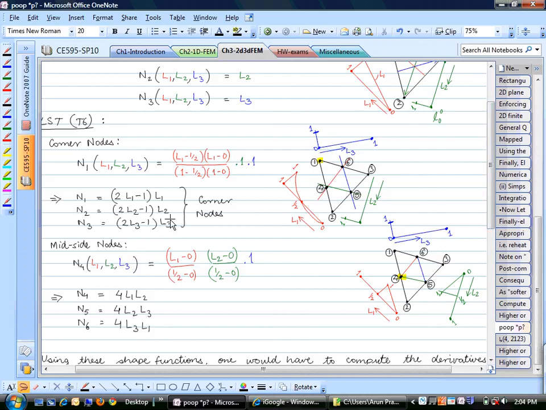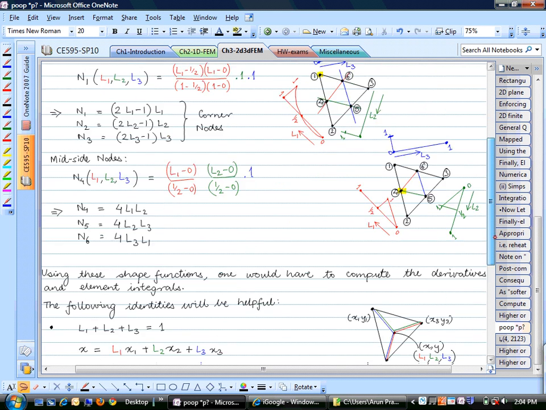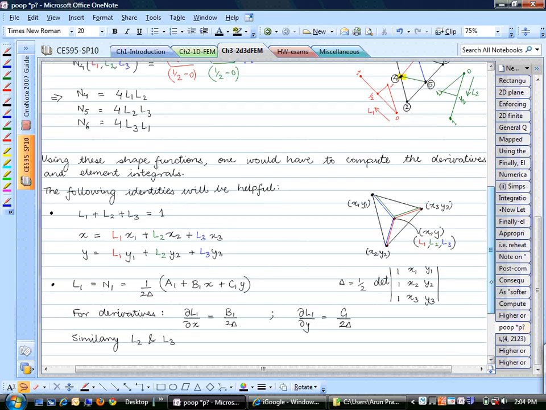And these shape functions, as you can see, are in terms of L1, L2, L3, which we can calculate if somebody gives us the corner nodes. We can immediately calculate the value of L1, L2, L3 for any point inside the triangle. And once we calculate the value of that point x, y in terms of L1, L2, L3, we also know the values of the shape functions at that point. And this is the following relationship.